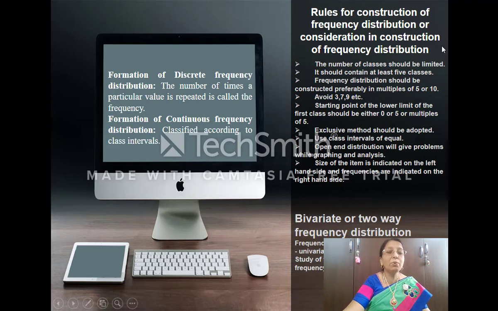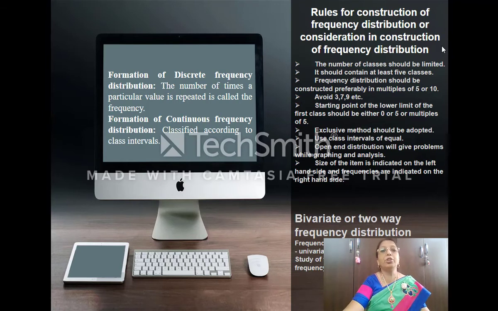So the smallest value should be there and the highest value should be there. Supposing our smallest value is 15, we can start our class interval from 15 to 20, 20 to 25 and so on. And maybe our highest value is 110. So we can go on till 110 or 115 and stop. So this is how our class interval is formed.